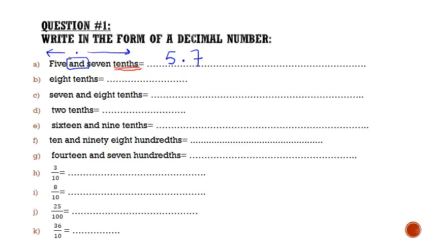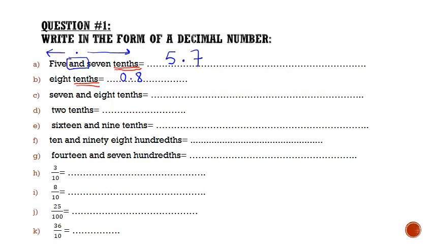Okay. The second one, what do I have? 8/10. What does that mean? 0.8. Exactly. So I don't have a whole part. And what's the place value of this number? Tenths. The place value is the tenths, right? So how many digits do I have in the decimal part? One digit. What is it? 8. So how can I write this number? It's 0.8. Very good. Is it clear?